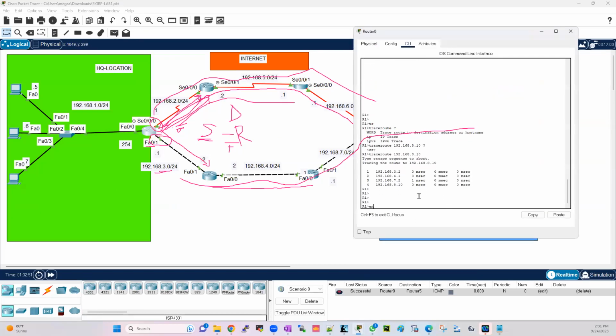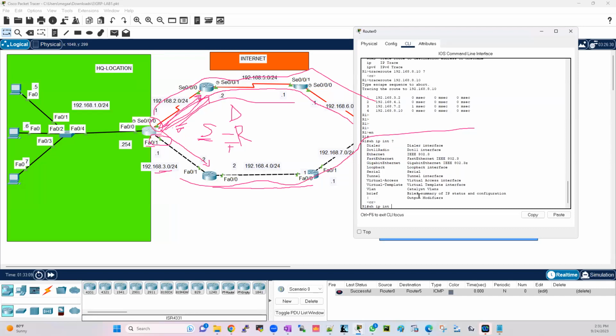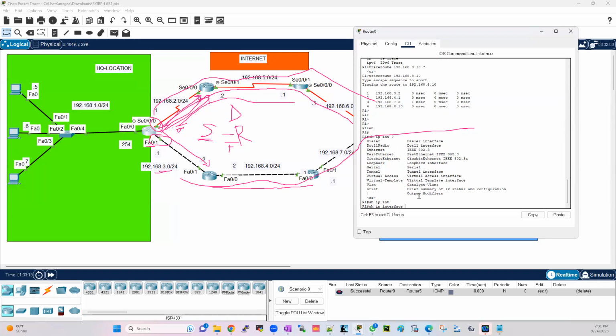If you quickly go back to our router 1, click enter, enable, show IP interface, I want to see that particular interface. Show IP interface S0/0/0.